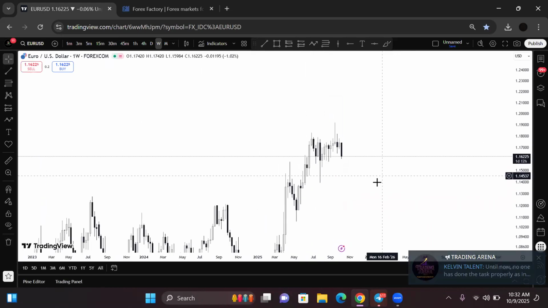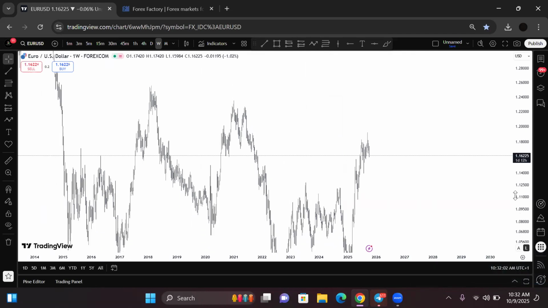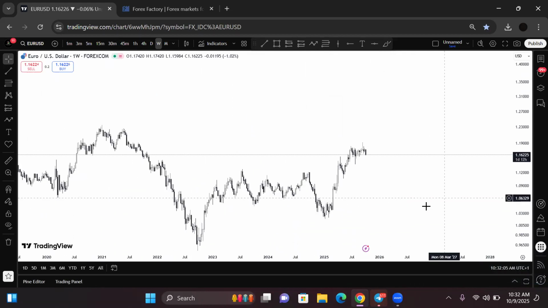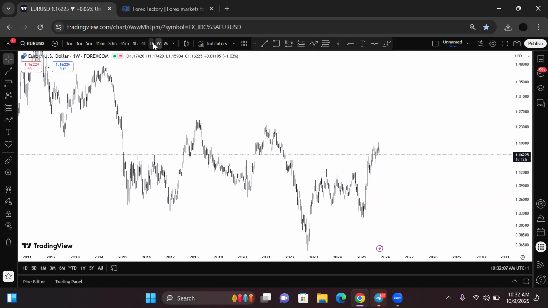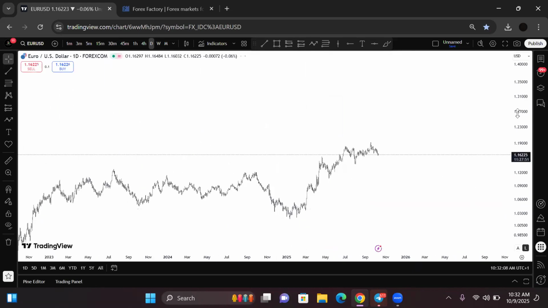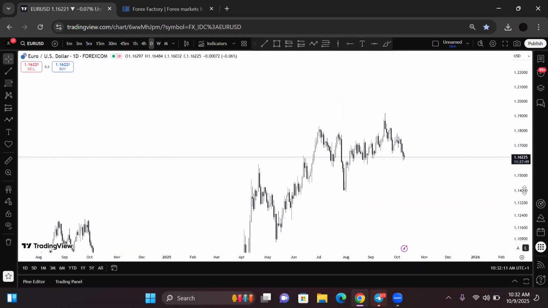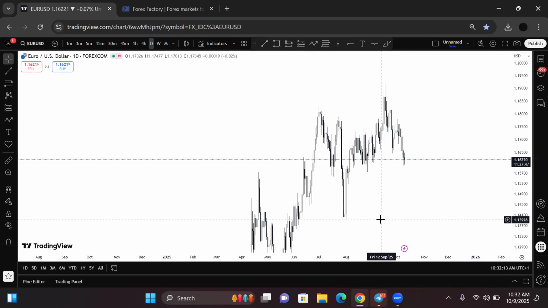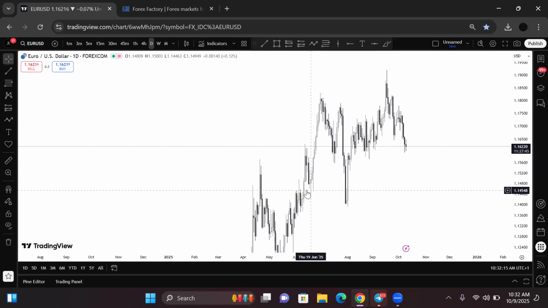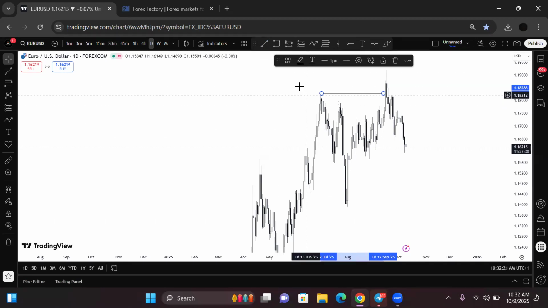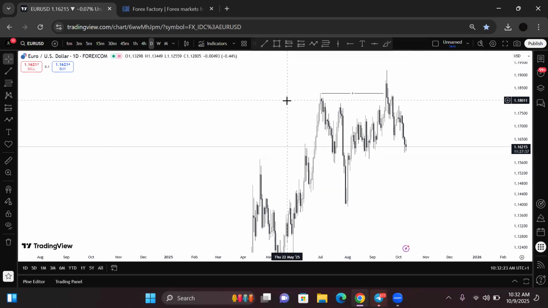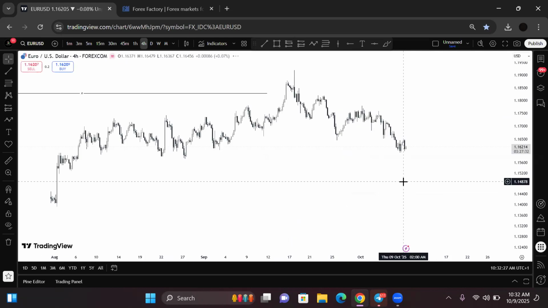Okay. So what can we see on Euro USD? It is bullish. So let's go to our daily time frame. All right, so on the daily time frame, we have this liquidity sweep and we have a break of structure here. And then let's go to hourly time frame.